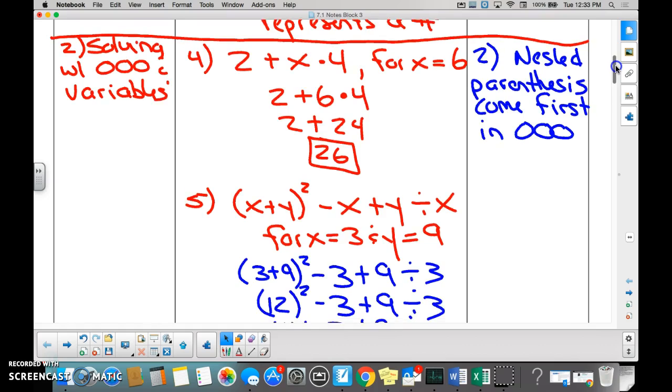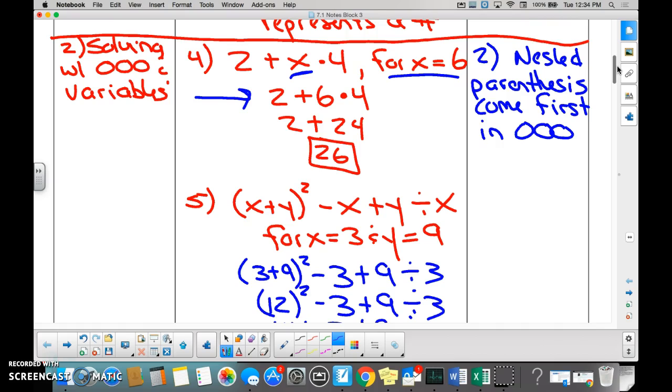When solving order of operations with variables, in this case, number 4, we gave you x. We told you that x is equal to 6. So what you would do is restate the problem by plugging in 6 for x, right? Right, Absa? And then solve.